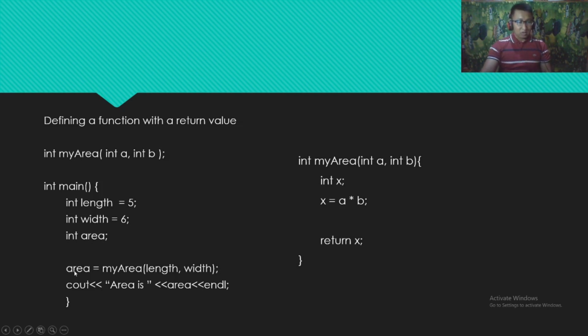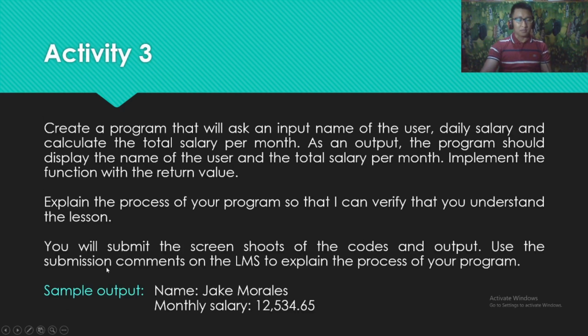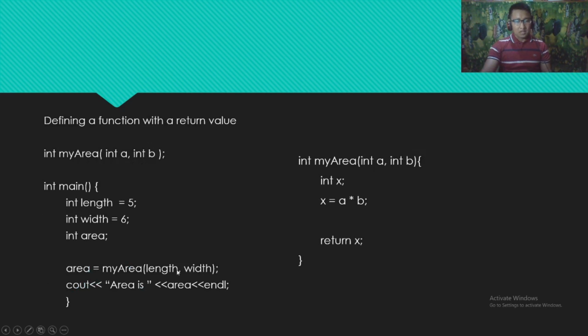I have here also area is equal to my area, length, and width. This statement will pass these two values into this function. After passing, we have the value of length as 5 and the value of width as 6. So we are going to pass these variables into this function.